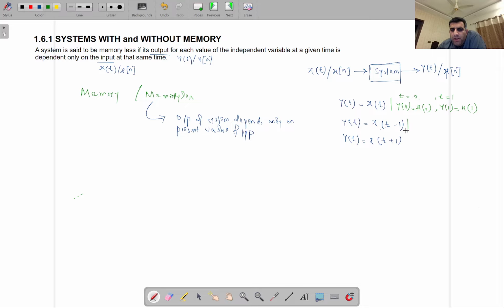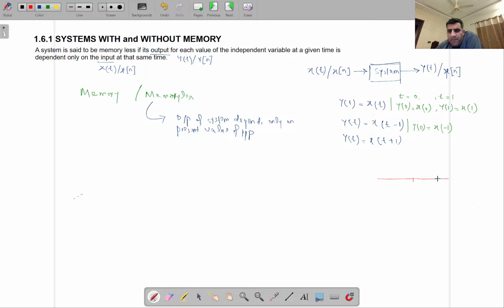Now, if we look at this particular example and again substitute t is equal to 0, we get y of 0 is now equal to x of minus 1. So what does that mean now? Depending upon the reference, the reference was t is equal to 0. So if I simply draw a line over here, just to make things a bit clearer.